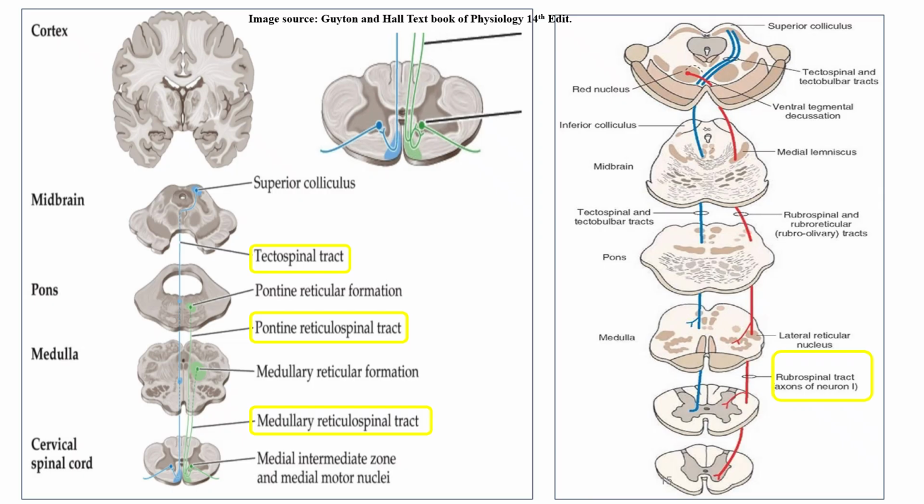So it means that if there is any injury to the tectospinal or the rubrospinal tract, the person will be having presentation on the opposite side, while for the pontine reticulospinal tract, the medullary reticulospinal tract and the vestibulospinal tract, the injury will be on the same side.